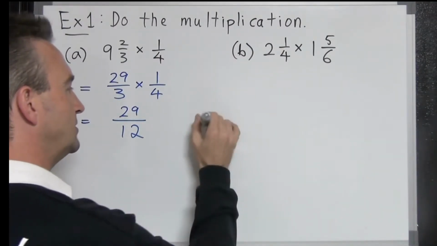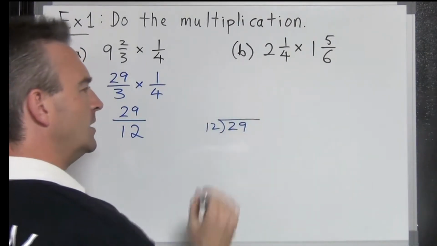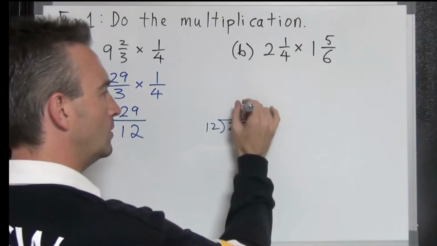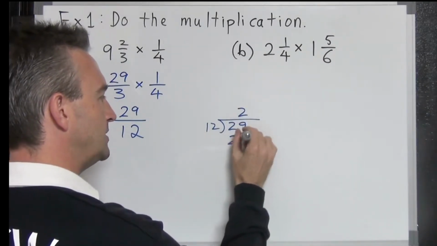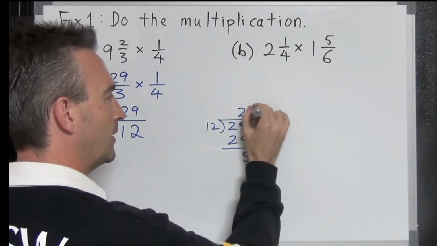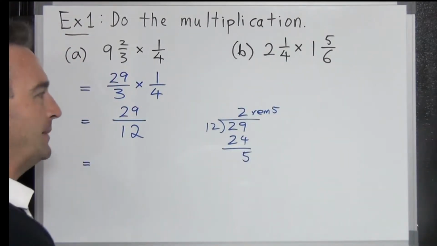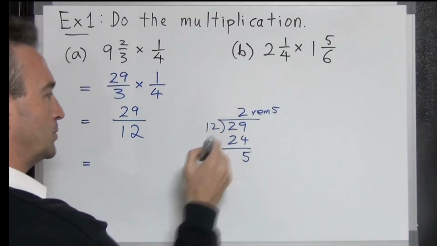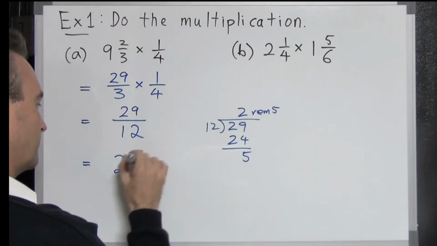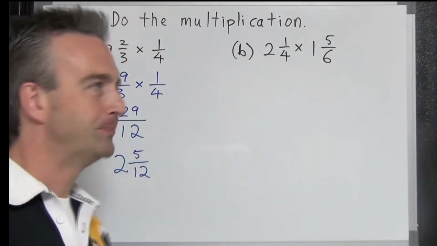So let's do the division. 12 divided into 29. 12 2s are 24. 2 times 12 is 24. Subtract 5. So we get a remainder of 5. So our final answer here is a mixed number. We're going to get 2 and 5/12. Done. Another one. Let's try B.